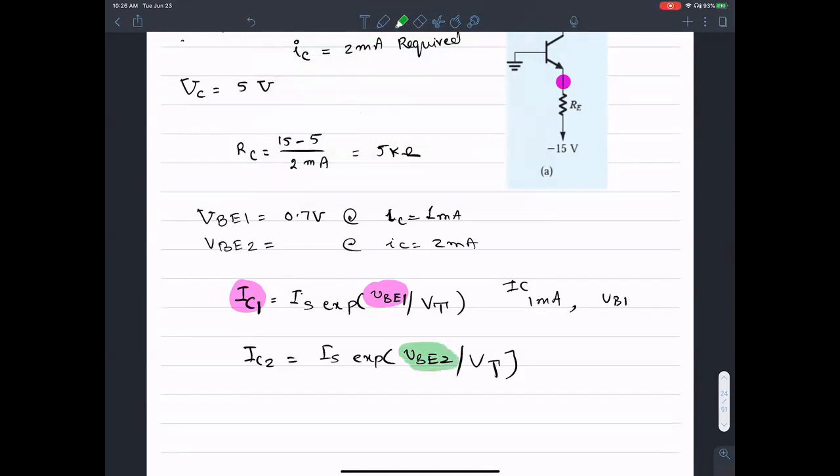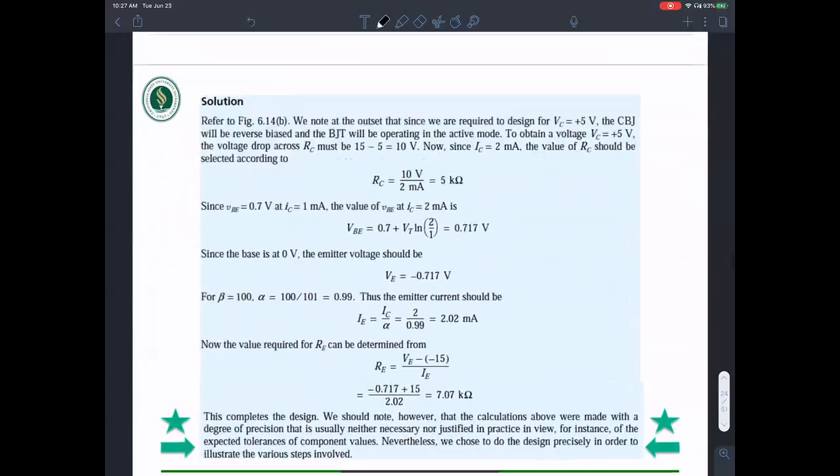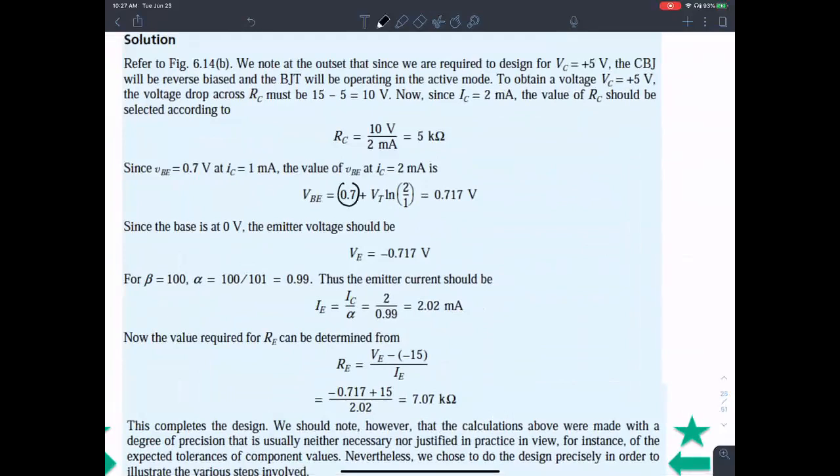this guy corresponds to 2 milliamperes. What I would have to do is see if I can massage these two equations, IC2 over IC1. If I divide these two, I cancel out the unknowns over here, and I'm going to be left with an equation that looks like this: 0.7, which is VBE1, plus VT times ln of IC2 over IC1. IC2 is 2 milliamperes, IC1 is 1 milliampere.